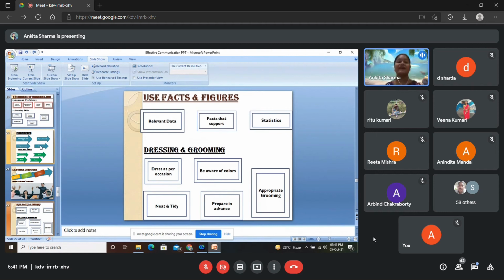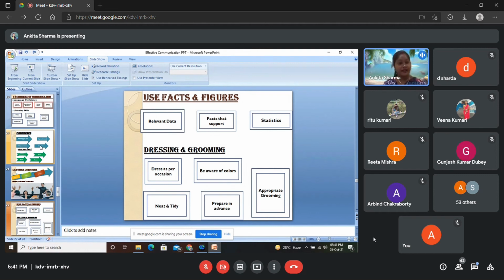Next is use facts and figures. Facts and figures are also very essential because if I give you data, you know, sometimes this happens. If you are watching a news channel, it will be boring. But if somebody else comes in and says, you know, there are only 10 corona cases in the city, you would be like, oh yes, there is. You would be like that. So if you give the relevant data or facts when you're speaking with somebody, people get attracted and there is effective communication. So try to use facts and figures in the communication process.